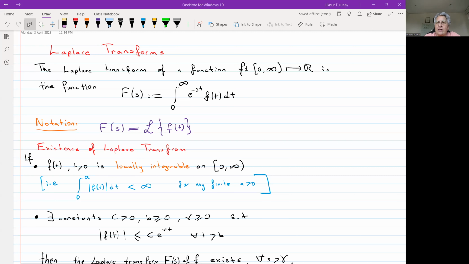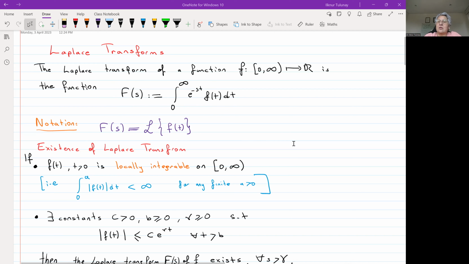It's defined for a real valued function from 0 to infinity. The Laplace transform of the function f is another function F(s), which is an improper integral, where s is the variable of this function: the integral of e to the minus st times f(t) dt. That is the definition. Sometimes we denote this function as L of f(t), where L is a linear transformation, a transformation for functions. I will explain a bit more about that.